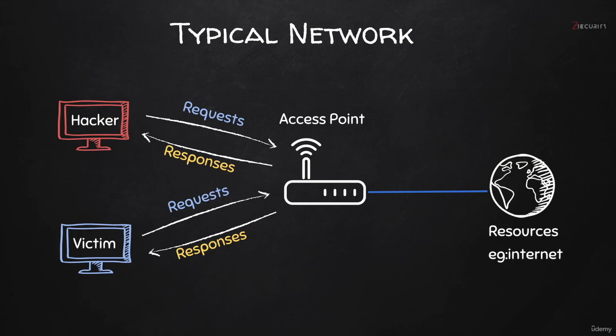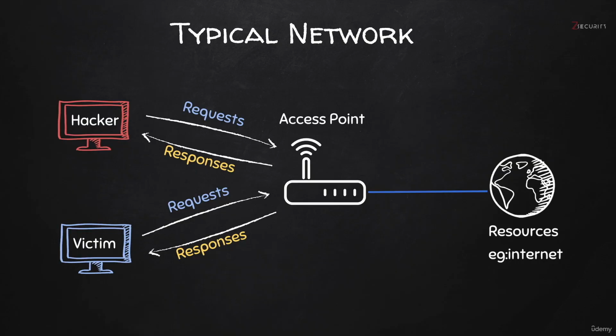And you can see that normally any device that's connected to the network, if it wants to send requests, it will send them to the router. The router will go and send that request to the internet, wait for the response, and then forward the response to the device that requested it. So if the hacker or the victim or any other computer on the network wanted to send a request, they will send that request directly to the router.